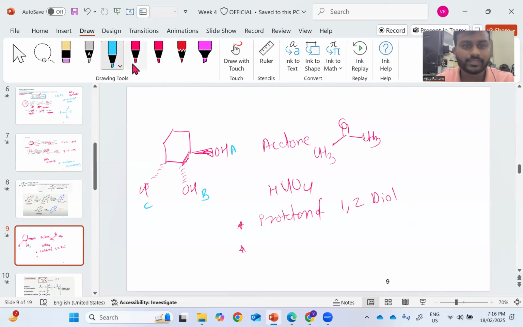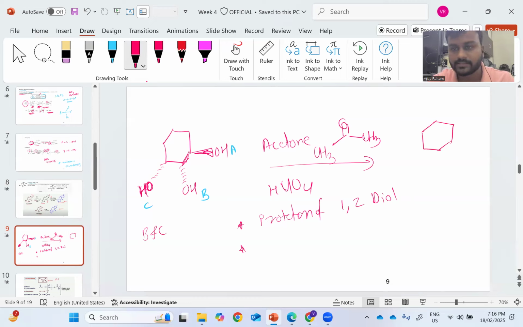If you look at the stereochemistry of these diols, the B and C are syn to each other, right? So that's why the protection of these diols occurs. In this reaction condition, the OH group which is anti does not get protected. So this is what happens in this case.